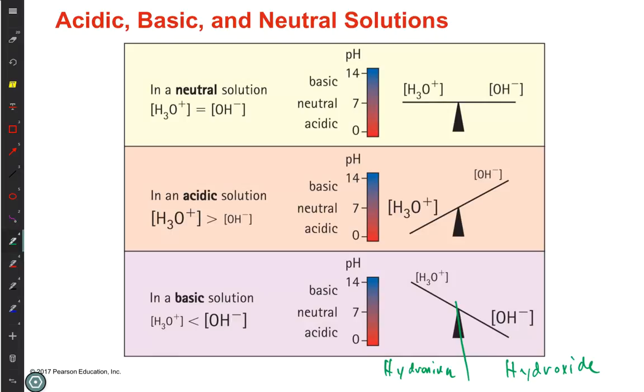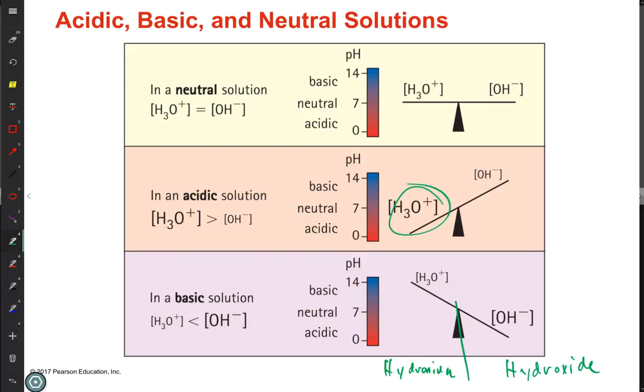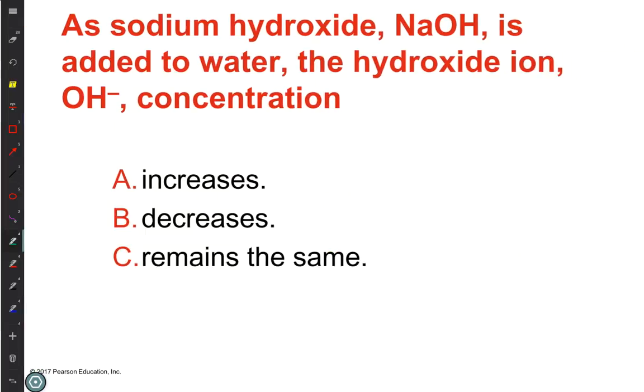So if you have more hydronium, less hydroxide, then it's this one. This one has more hydronium because it sank down and it's an acid. Good. If you have more hydroxide, then it goes the other way and it's a base.